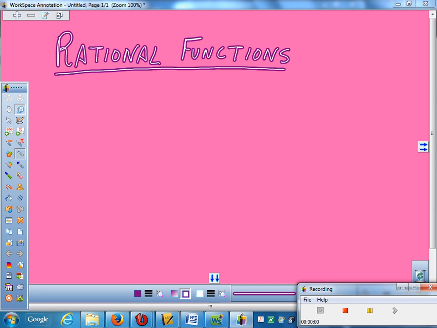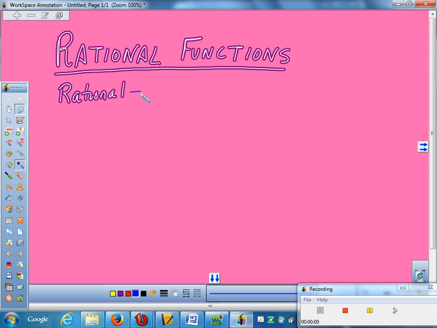So, anybody remember what a rational number was? If it's in decimal form, it repeats or terminates. But how else can it be written? Fractions. Yes. So when we did rational numbers, we said they were numbers that could be written as a fraction. Something over something. Notice what word is inside the word rational.